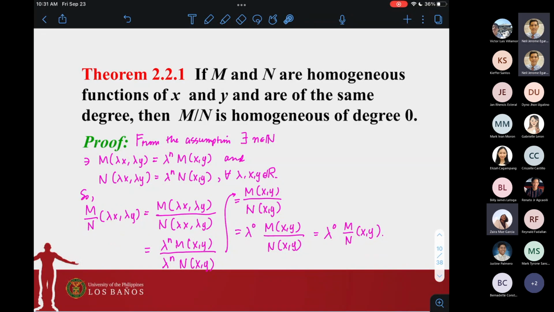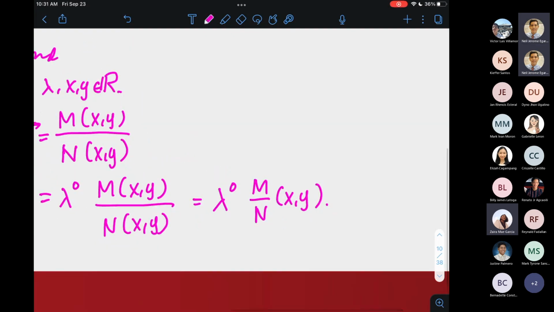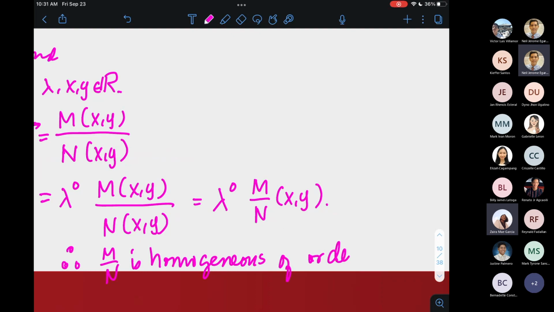So at this point, we have shown that m over n is indeed homogeneous. At ang degree ng homogeneity niya, yung exponent ni lambda. So therefore, we can say, m over n is homogeneous of order 0. End of proof.